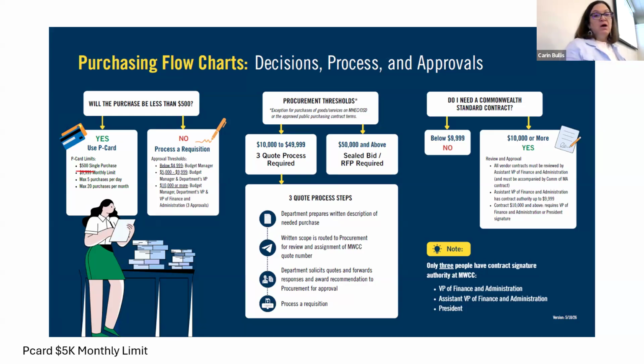Anything $50,000 and above needs to be a sealed bid. You can work with Matt Oganowski on anything needing to go out to bid. So this is nothing new. Anyone have any questions about this?